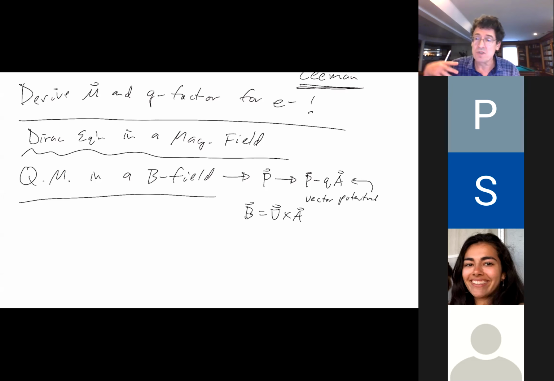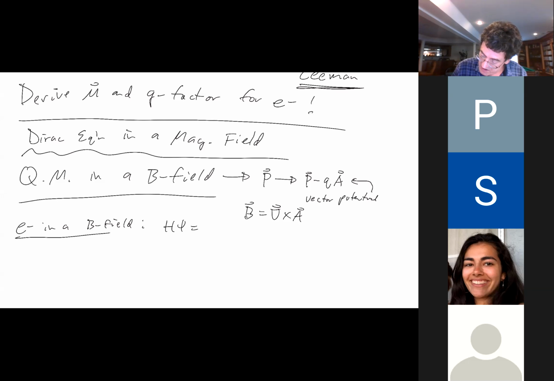And that's a very famous result from E&M. So if you've taken 110A, then this should look very familiar to you. But this is how you introduce magnetic fields into quantum mechanics. And so that means that for an electron in a B field, let's solve the Schrodinger equation. And the Schrodinger equation is H psi equals E psi. So let's solve it.